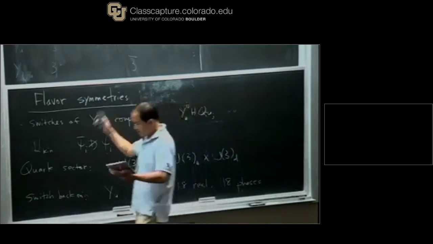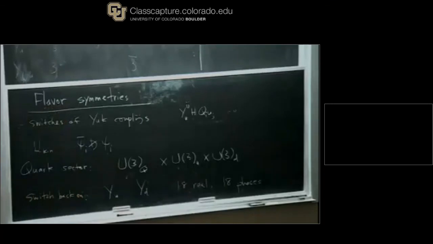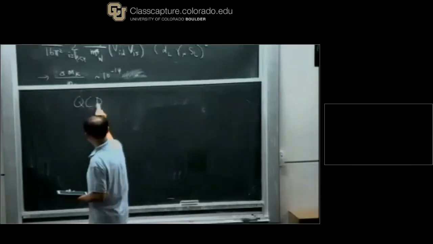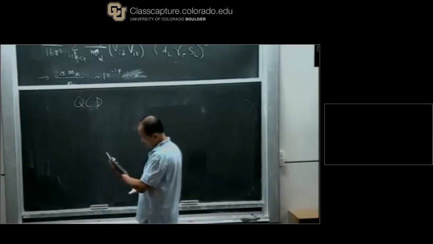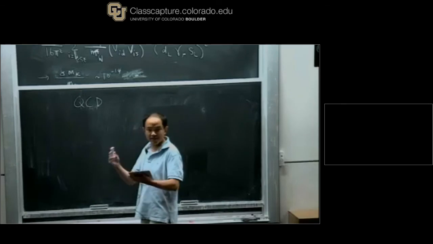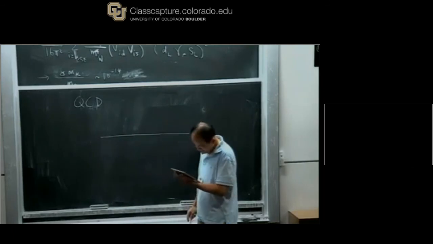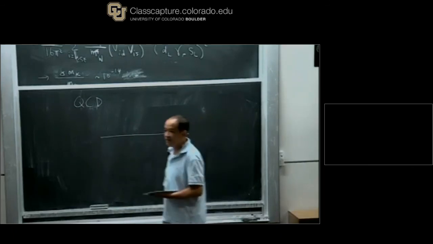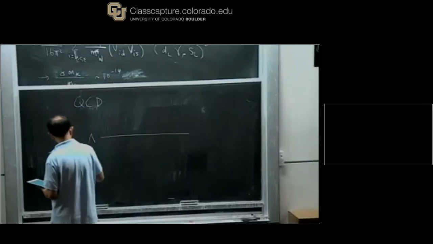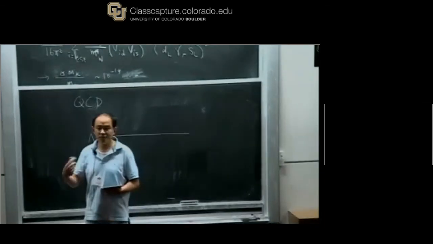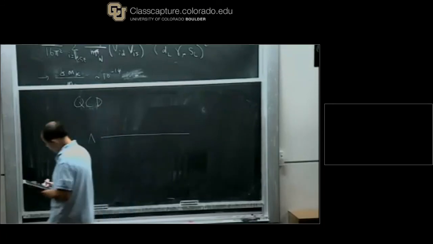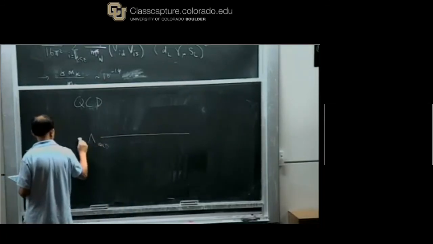Let me just tell you what I'm going to do next. Next time we'll begin by talking a little bit about QCD, the theory of strong interactions, and this SU(N) gauge theory with vector-like quarks and so on. What's interesting about QCD is that there is a scale where a phase transition happens. That scale, which is called lambda QCD, is about a GeV.